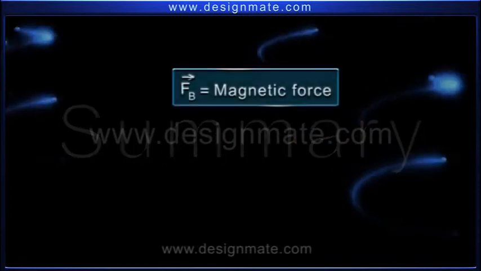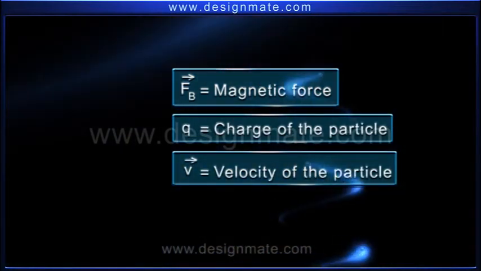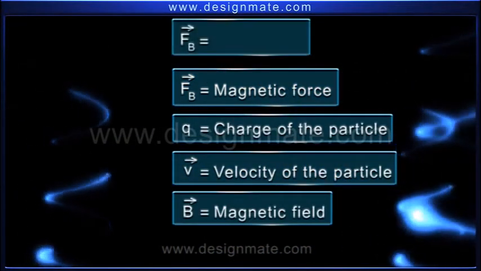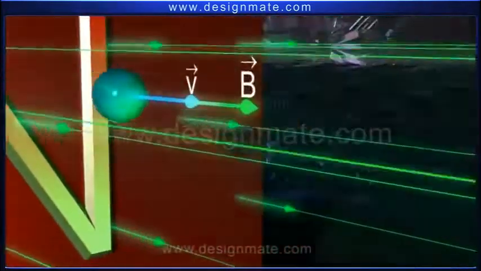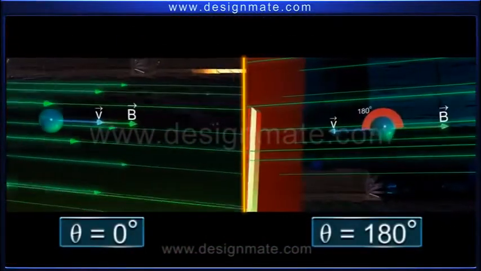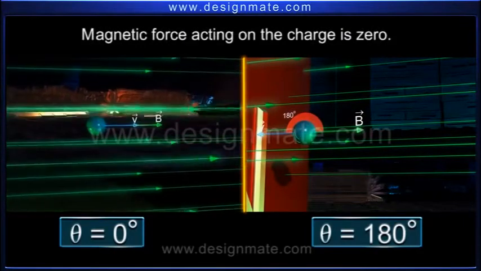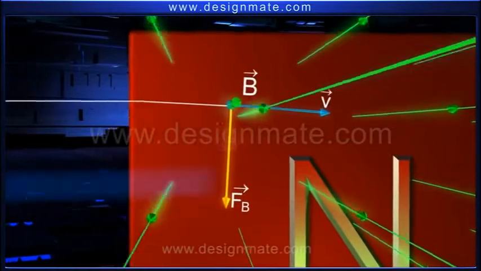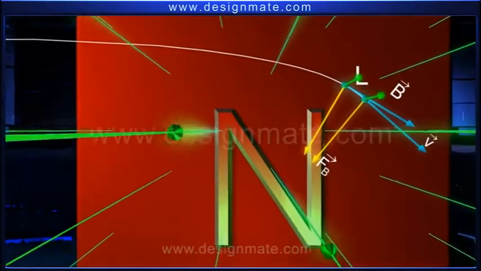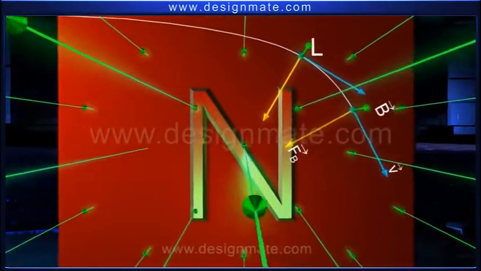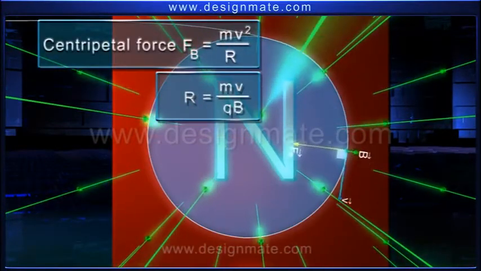Summary. The magnetic force vector F_B acting on a charge q moving with a velocity vector v in a magnetic field vector B is vector F_B equals q times vector v cross vector B. For the cases when theta equals 0 degrees and theta equals 180 degrees, the magnetic force acting on the charge is 0. For the case theta equals 90 degrees, the magnetic force is maximum. Under the influence of this force, the charge performs a circular motion within the magnetic field. The radius of the circular orbit is given by r equals mv over qB.